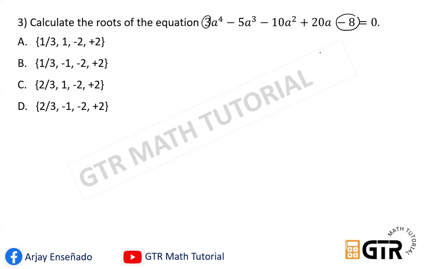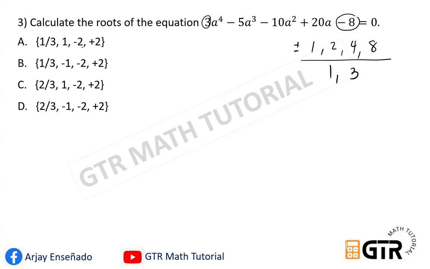So what are the factors of 8? We have 1, 2, 4, and 8, positive or negative. And the factors of 3, we have 1 and 3. Therefore, the possible zeros are ±1, 2, 4, 8, and 1/3, 2/3, 4/3, 8/3. We will just use synthetic division in solving this.